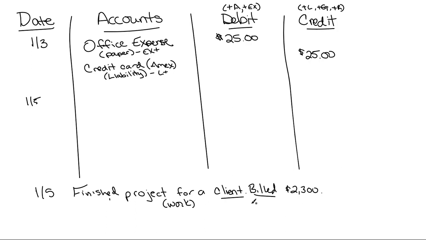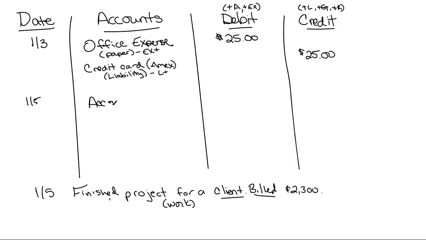So you've got to think, this is where knowing the terminology is critically important, because if you don't know what the accounts are, then this is impossible. None of this is going to be anywhere remotely easy. So if I finished a project for a client, I did work for a client, and I billed that client $2,300. Well, if I bill a client and I have not gotten paid, then that is accounts receivable.